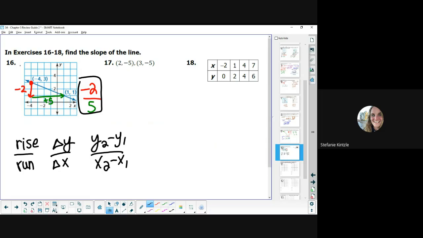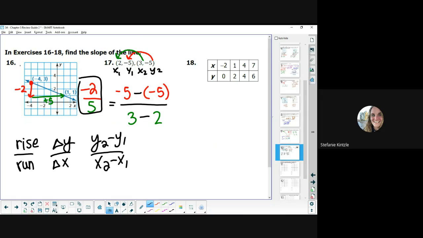Okay. Next one. You got to remember it's change in y over change in x. So let's label our points. x1, y1, x2, y2. So we want change in y over change in x. All right, so let's do change in y first. y2 is negative 5 minus y1, which is negative 5. Over the change in x. 3 minus 2.